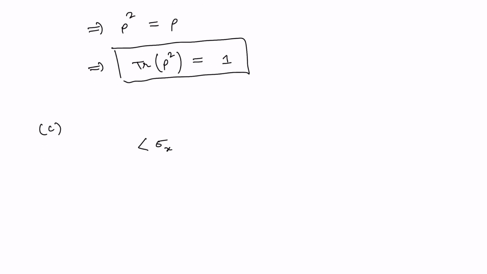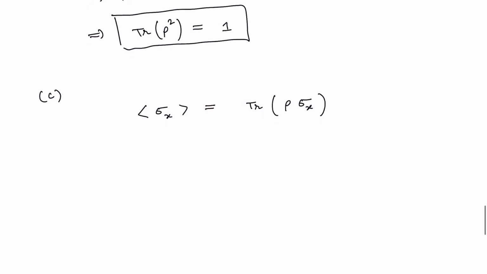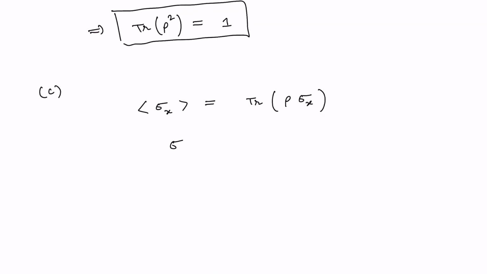Okay, now the third part, you are asked to find out the expectation value of sigma x, the x component of the Pauli vector. And you know that expectation value of an operator can be worked out by taking the trace of the product of rho and the operator. So you just have to find out trace of rho into sigma x, and sigma x, its representation is [0, 1; 1, 0], right? That is sigma x.